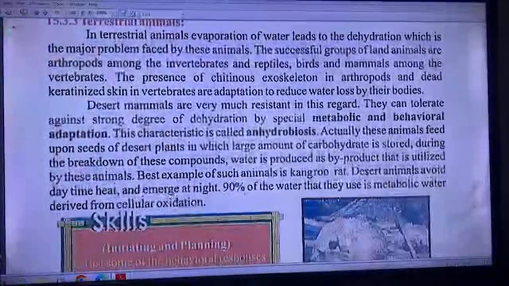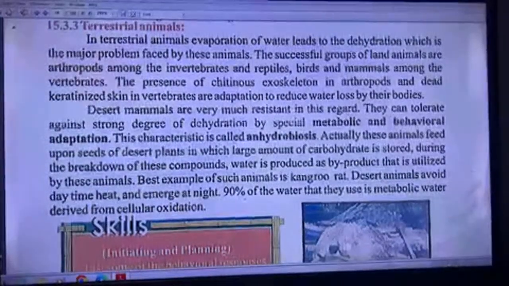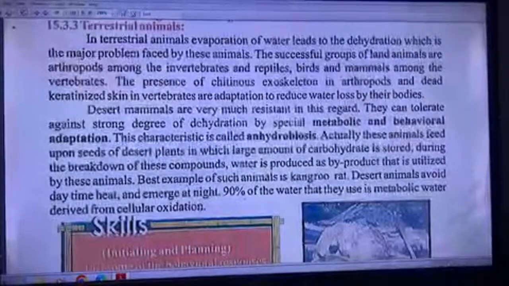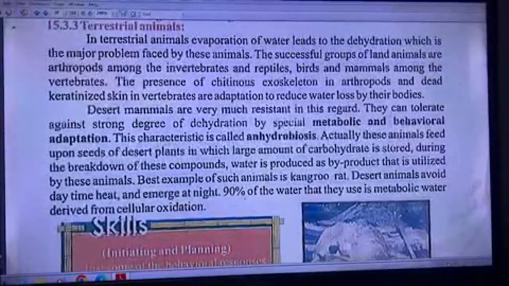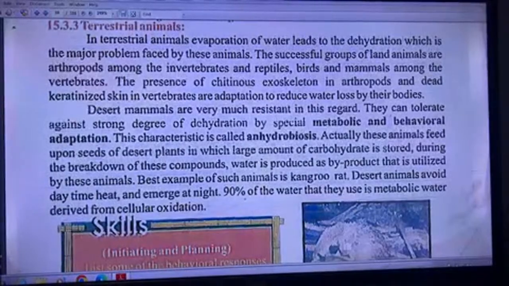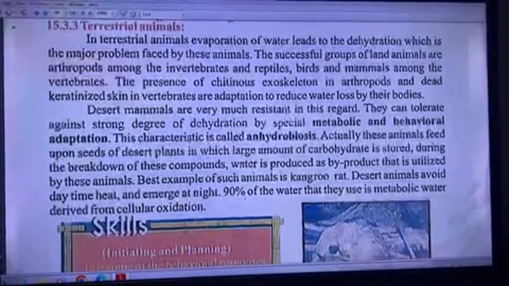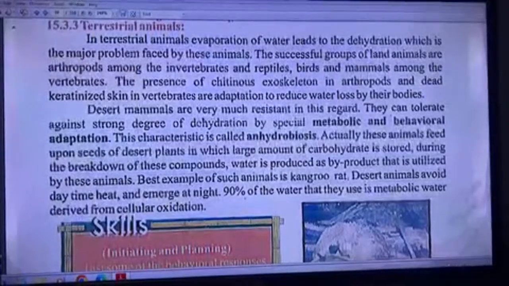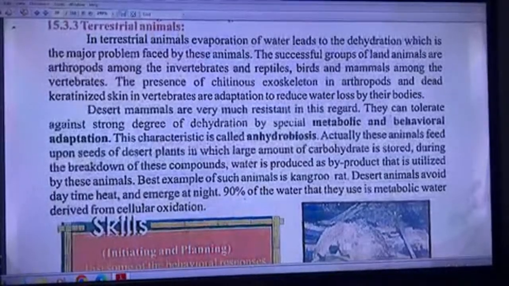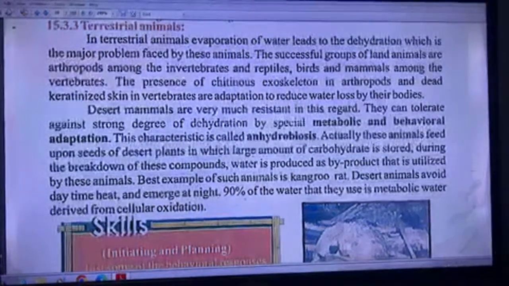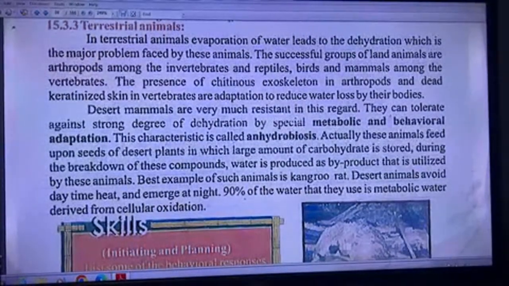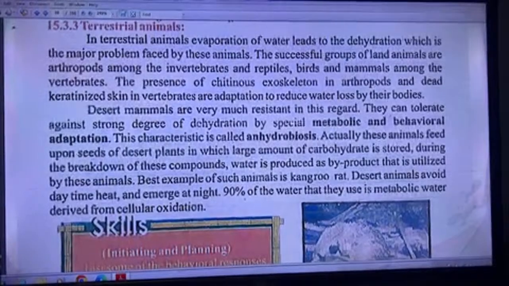Terrestrial animals. In terrestrial animals, evaporation of water leads to dehydration, which is the major problem faced by these animals. The successful groups of land animals are arthropods among the invertebrates, and reptiles, birds, and mammals among the vertebrates. The presence of a chitinous exoskeleton in arthropods, and keratinized skin in vertebrates, are adaptations to reduce water loss by their bodies.